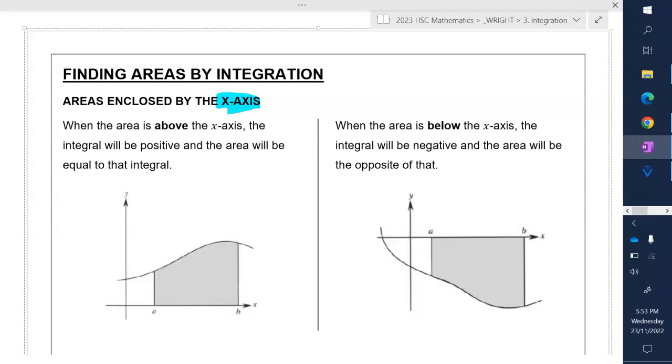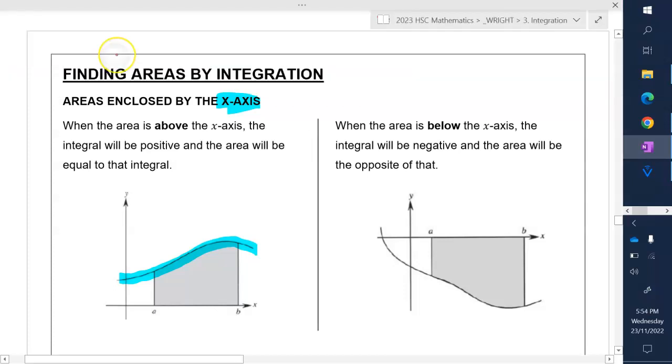be equal to the integral. So here's our curve, this curving line here. We've been given an upper and lower limit. So I've got a B and an A. And when we're looking at the areas enclosed by the x-axis, it's between our curve, the line x equals A, x equals B, and the x-axis. So that shaded area is the area that we want. And this is a positive area, which we actually looked at in the last video. Have a look at the next one over here.